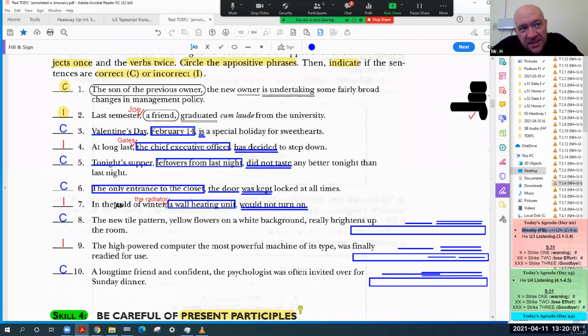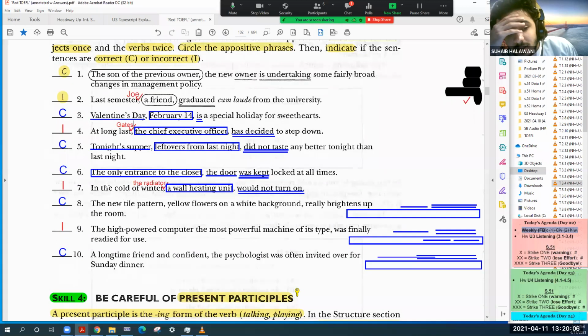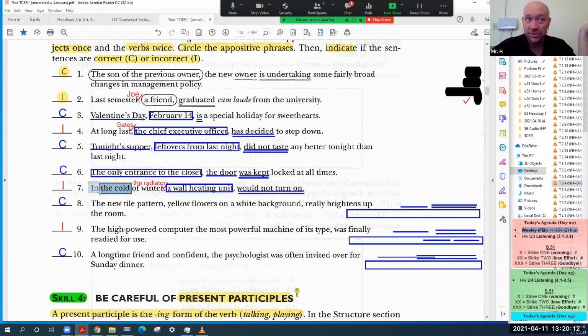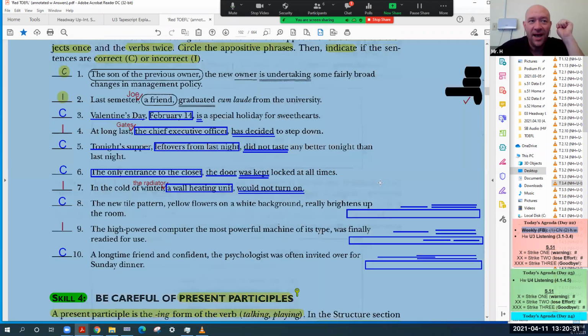Now, is this a subject, here in the cold? No, it's a preposition. Bingo. Preposition phrase. So this is an object. Same for winter, winter is the object of the preposition. So what's missing? The subject is missing. That's why we put the radiator. Do you understand? Okay.